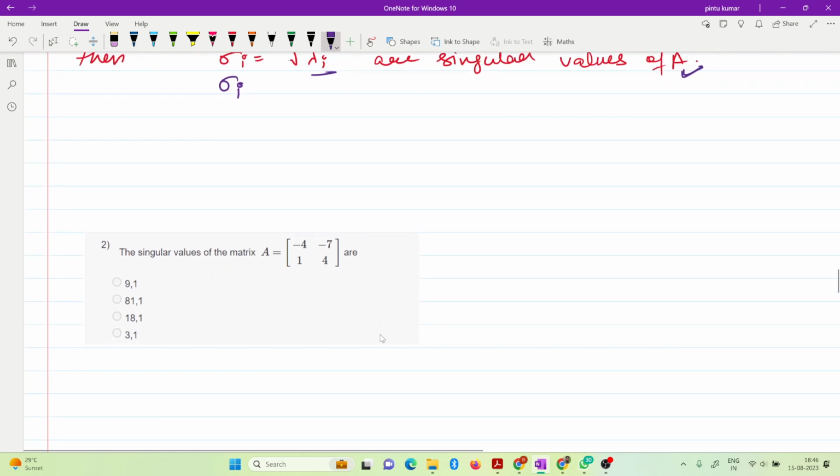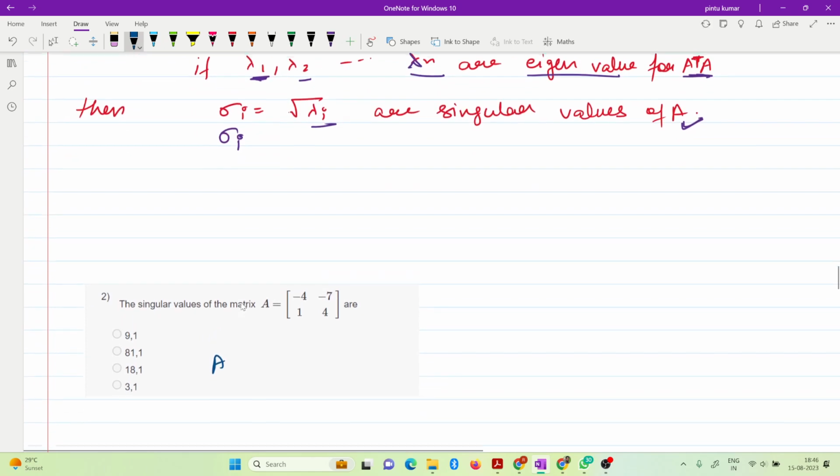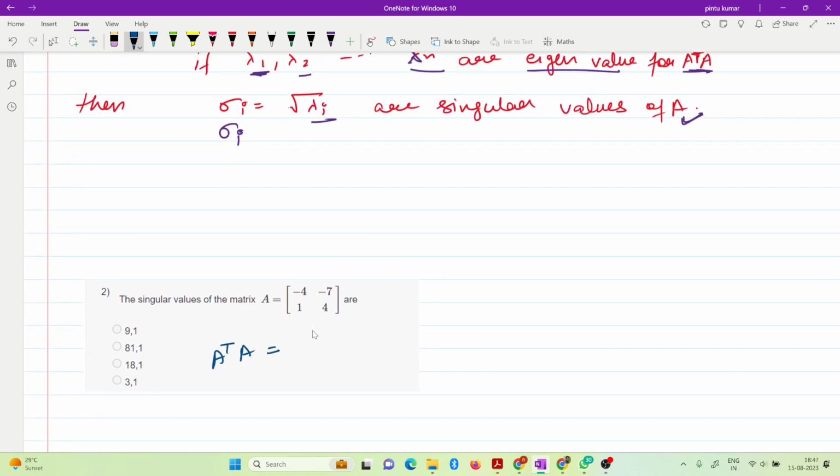So here is an example that we are going to do. I think there is a very similar question in your assignment, that's why I picked up this question. Let's say you have matrix A, then you can just look at A transpose A. What is this A transpose? This is -4, -7, and this thing is 1, 4, times 4, -7, 1, 4. Sorry, this is minus.